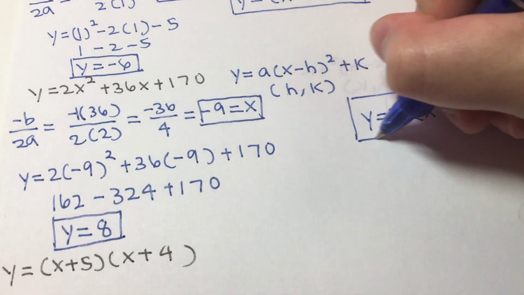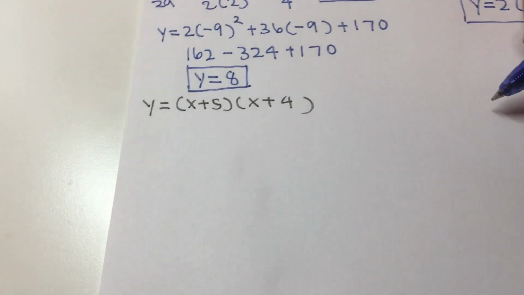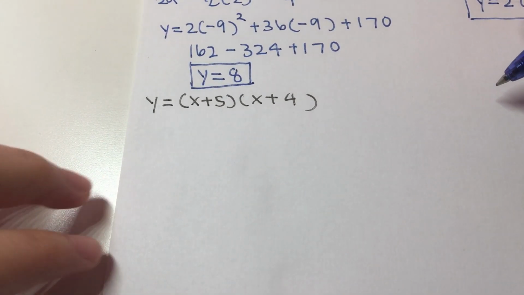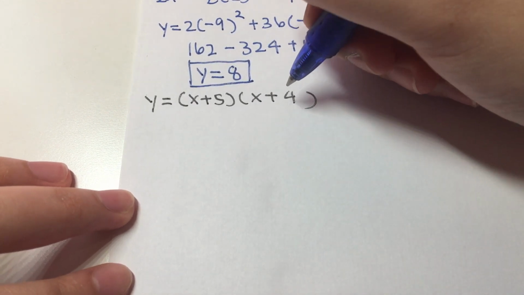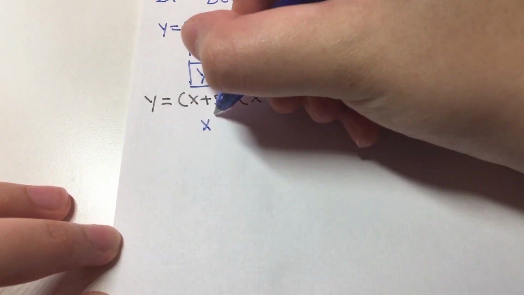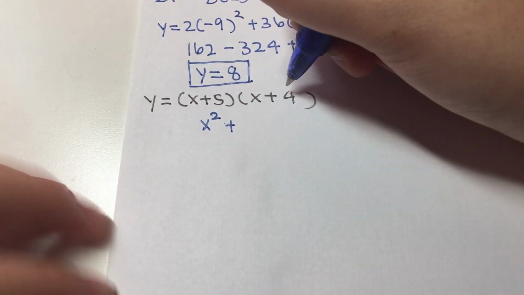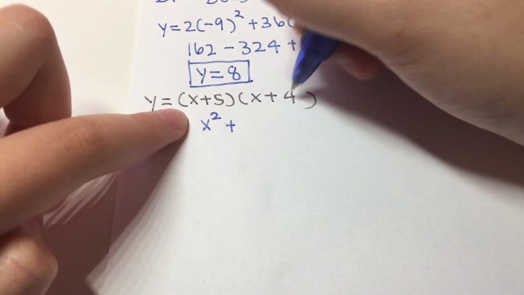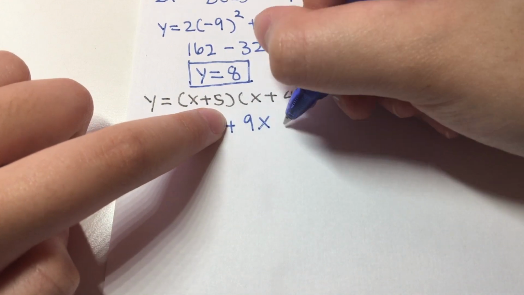And the last one, oh, we have it in factored form. Okay, nice. So first we have to convert this to standard form, which is easy because you just FOIL it out. So it's x squared plus 5x, and then inside 5x, outside 4x, so plus 9x. And then you just do that outside, which is 20.